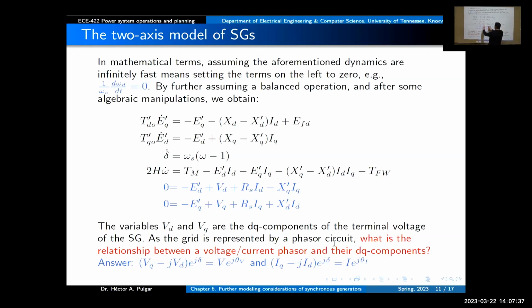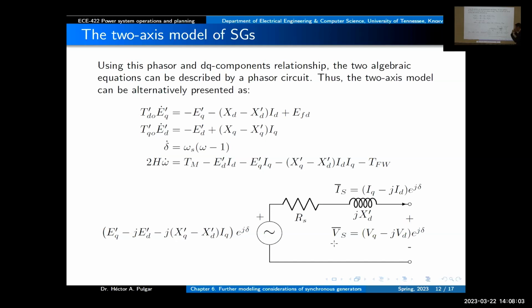So how can we describe this better now that we have a definition for phasor? Basically, what we have to do is just some algebraic manipulation. For example, you can isolate for vd and vq here and use that in this form, and we can come up with a phasor equation. If we do that, then the model, before we had these 4 differential equations and 2 algebraic equations, well, those 2 algebraic equations now can be presented using a circuit, using phasors.